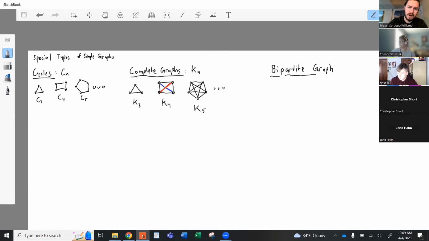Bipartite graphs are graphs where the vertex set is split into two distinct sets of vertices. You can think of them as different colors, which is a nice way to do it. You've got the red vertices and the blue vertices. So the vertices are sort of on separate teams, as it were. And the edges that exist in that graph only ever connect vertices from opposite teams, or of different colors, if you will.